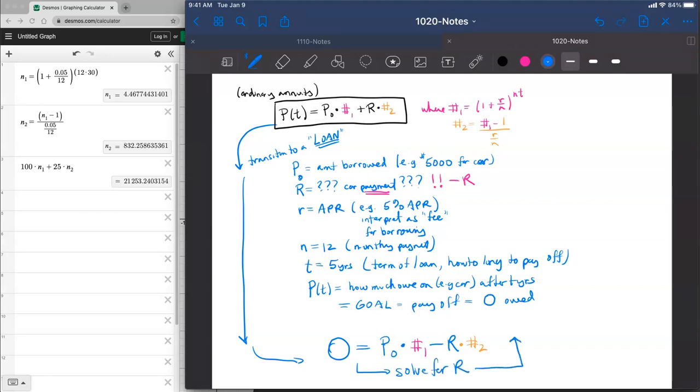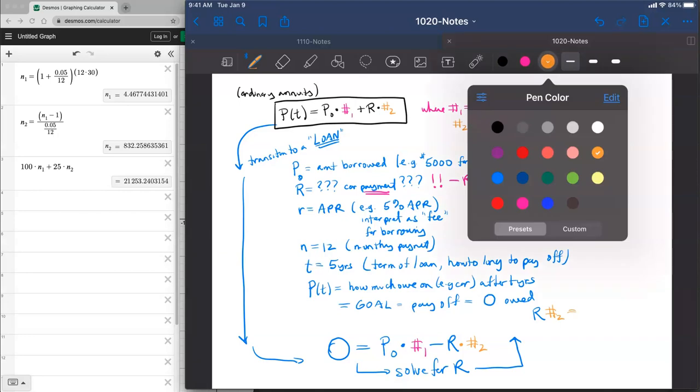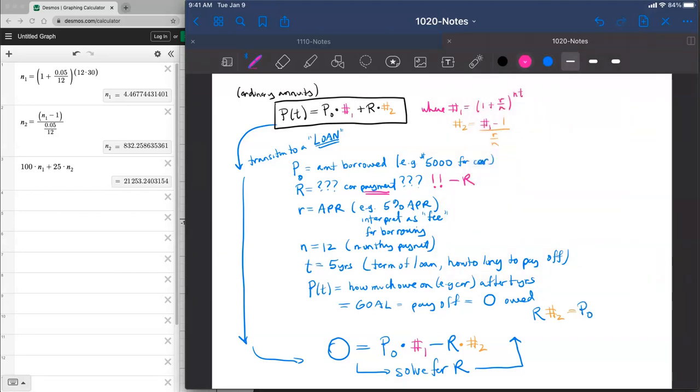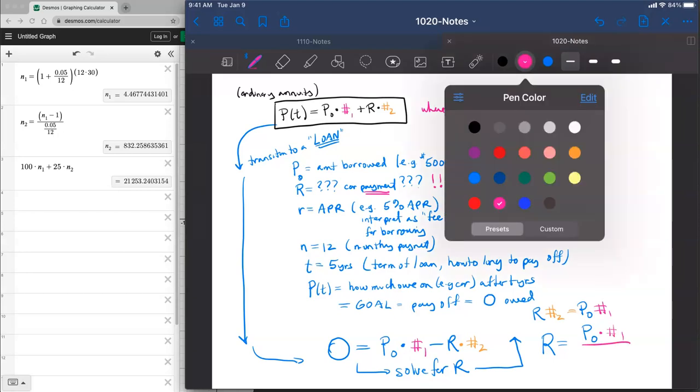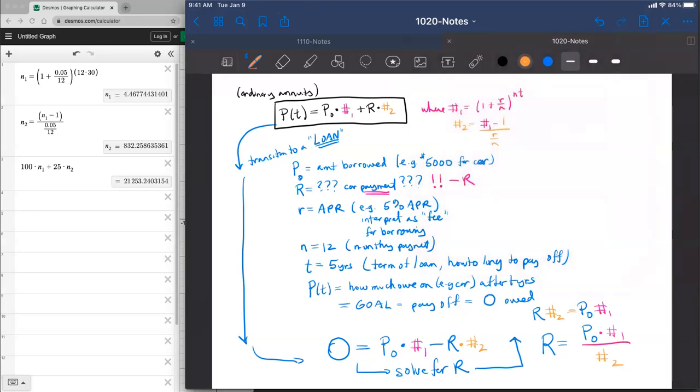When you solve that for R, you would add R times number 2 to both sides of the equation. R times number 2 is equal to P0 times number 1. And then we want to solve for R. So R is equal to the principal, the amount that's owed, multiplied by number 1, and then divided by number 2. And this right here, this formula, is called the loan formula.